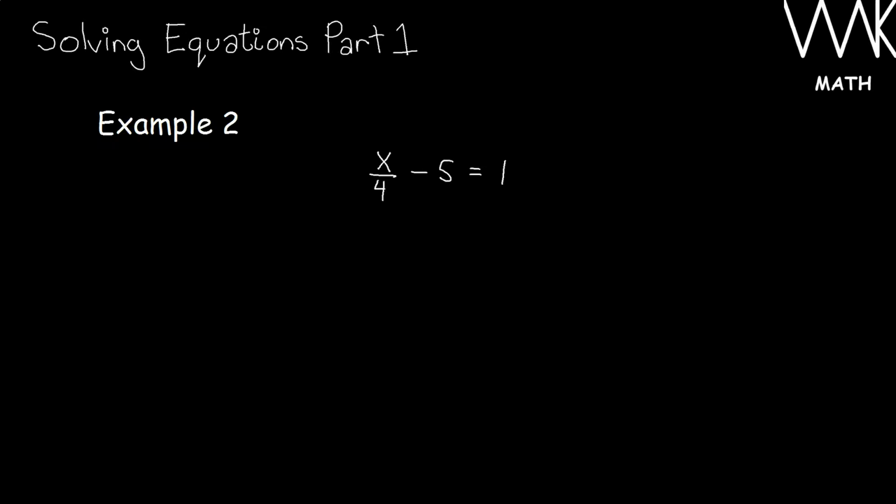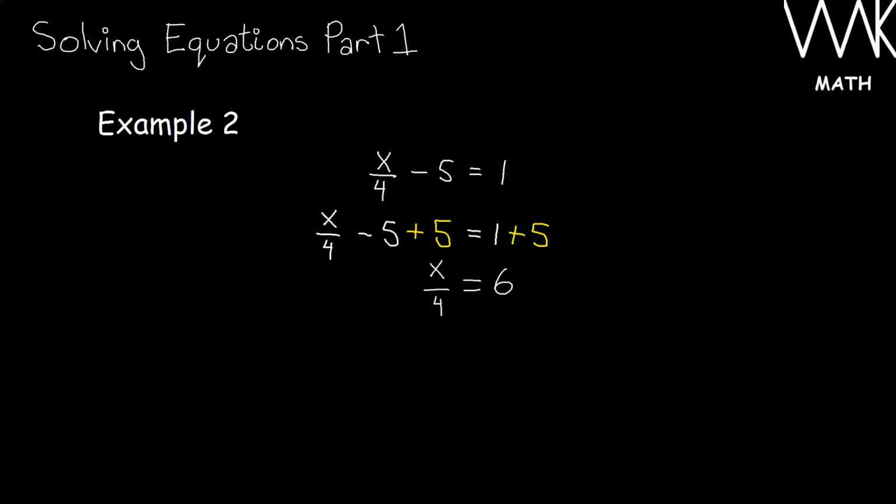The first manipulation is to remove the minus 5 term on the left side. To do that, we add 5 on the left side, and also 5 to the right side to balance the equation. When you simplify the left side, what is left is x divided by 4, and on the right side, 6. This ends the first manipulation, and the resulting equation so far is x divided by 4 equals 6.